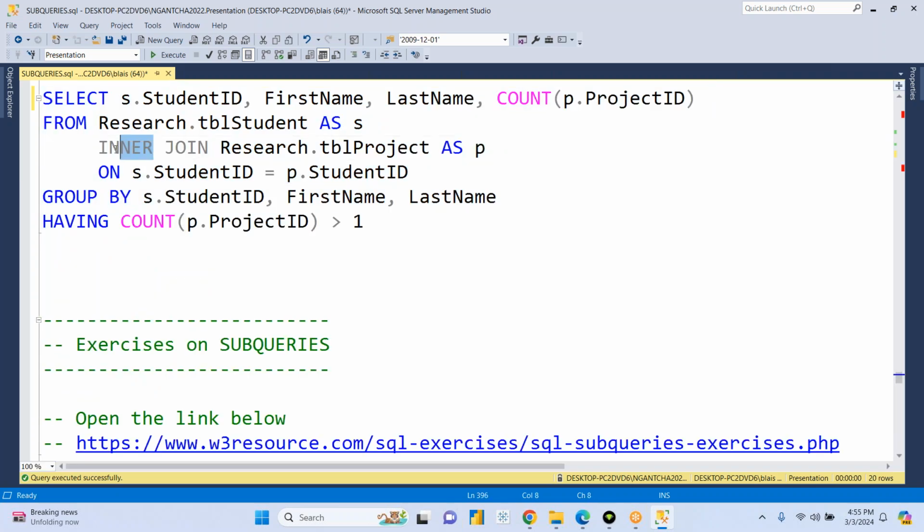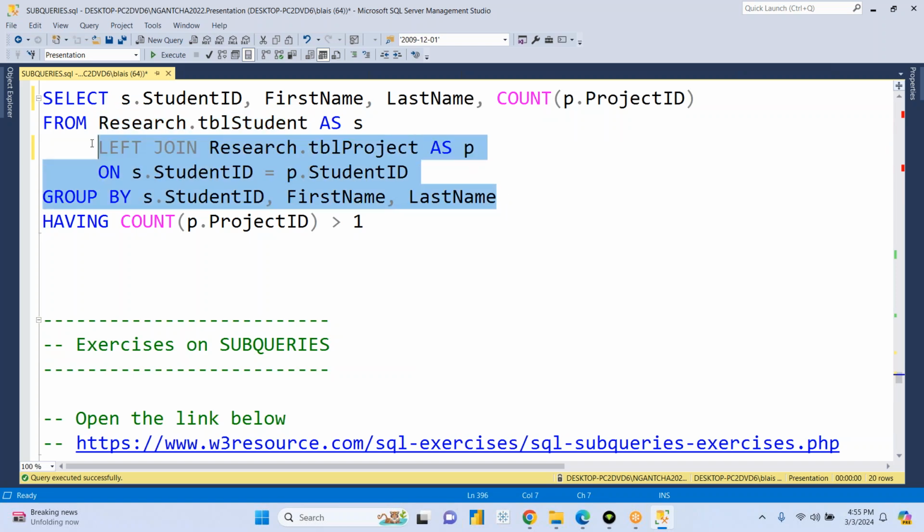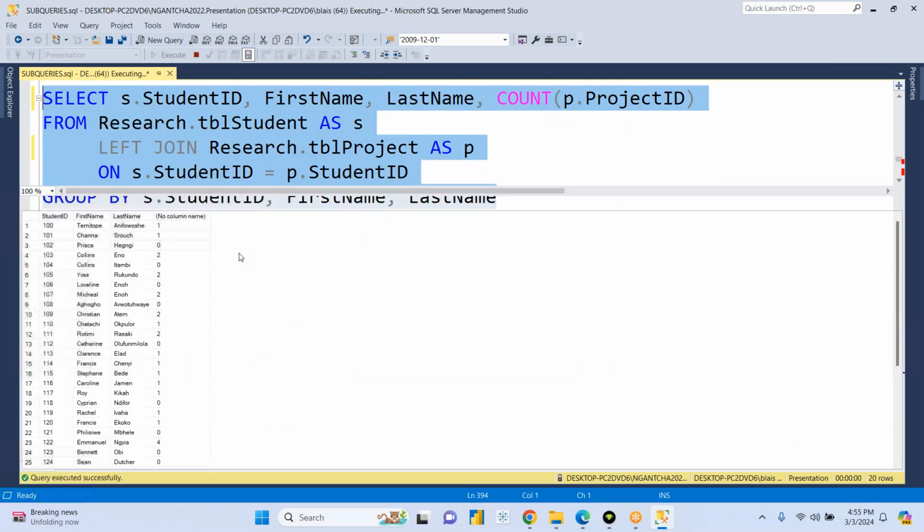If I switch this to a left join and my focus is the student table, what am I getting? I am getting all students, whether or not they are working on a project. This is very important. I just want to use this to review. So if I run this, you discover that some students will have zero count.